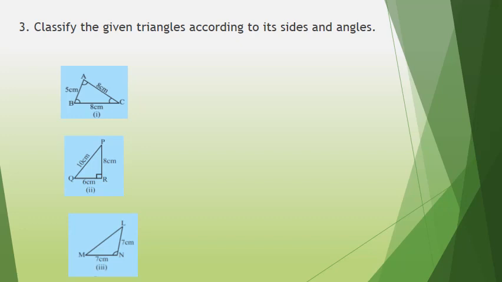Next question, classify the given triangles according to their sides and angles. First triangle is given, triangle ABC. First we have to write the name according to the sides. Look at the sides here. Here two sides of 8 cm are given and another side is 5 cm. So what is the name of this triangle? Two sides are equal in the triangle, then that triangle is known as an isosceles triangle.